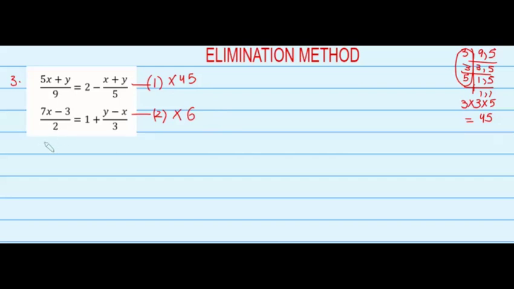Okay, so 45 times each term of the first equation: 5x plus y over 9, 45 times 2, and then 45 times the x, negative x plus 5. I have written negative first, right?